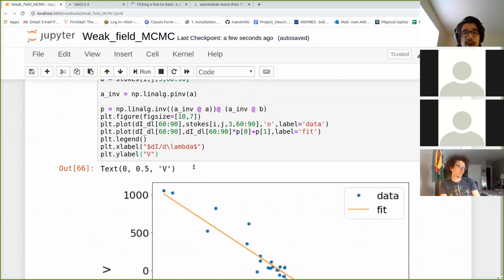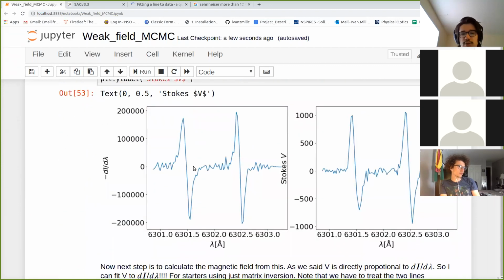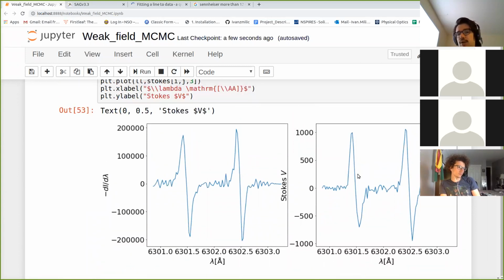For now, let's just go back and look at our Stokes V, because we are interested in the noise in the Stokes V, and let's try to estimate it. In principle, it's relatively hard to estimate it by eye here, but I was very conservative, and I said that the noise is roughly 100. It's probably less than 100, but let's use 100 now, and we'll see what happens later. I also want to make a point there. In principle, this is a bad example, because dI over d lambda also has noise.